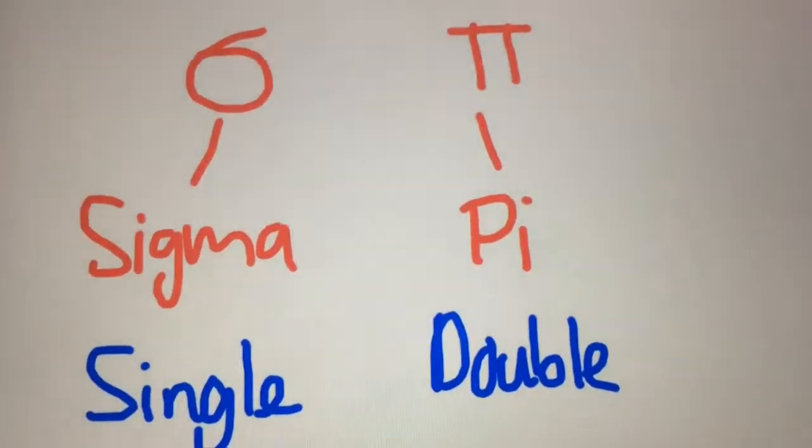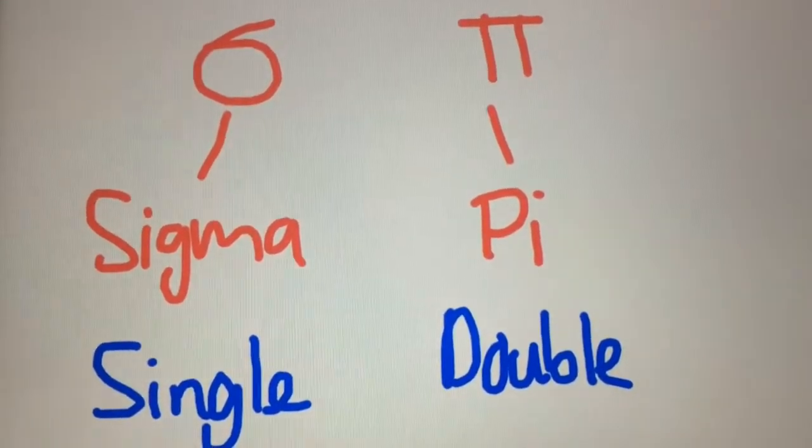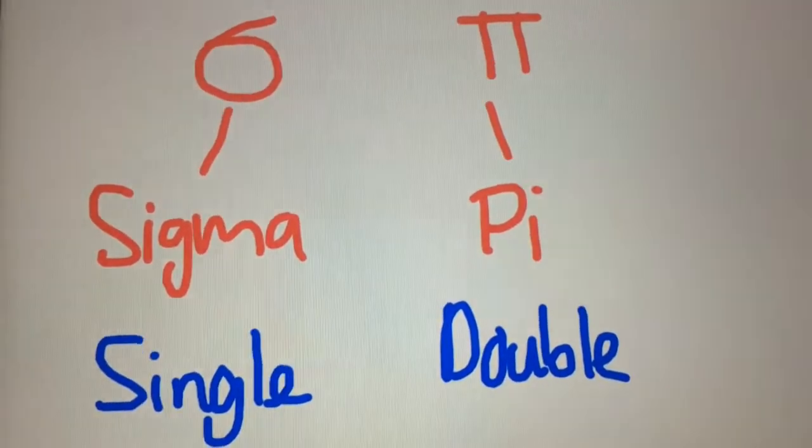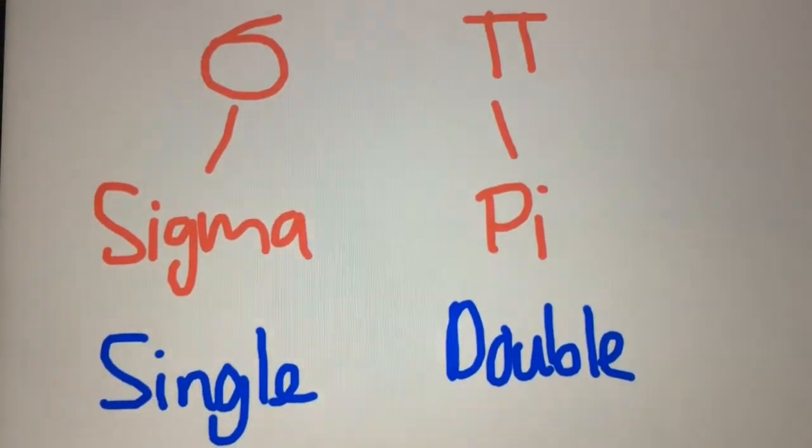Sigma bonds are single bonds, and pi bonds take place in double bonds. If these two are bonded together and rotation occurs, then the bond is broken. Why would you break the bond? To the pi.